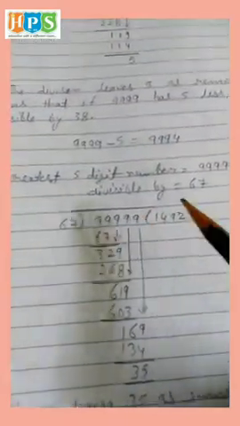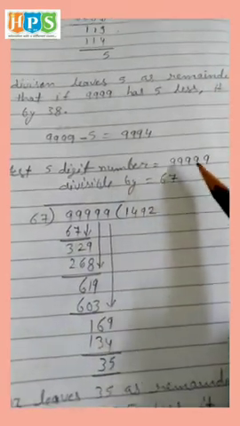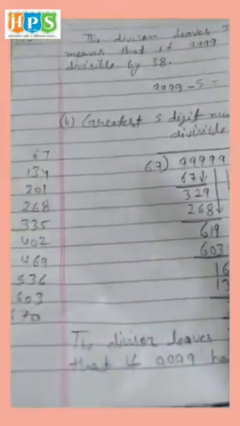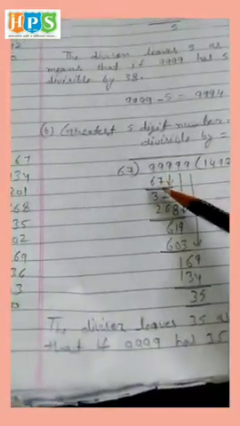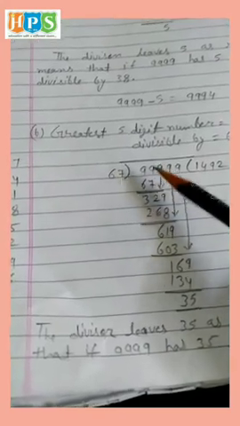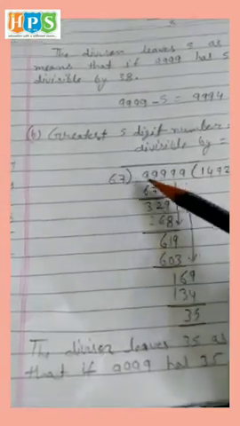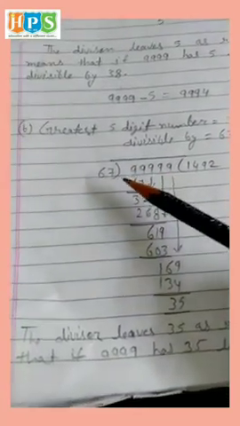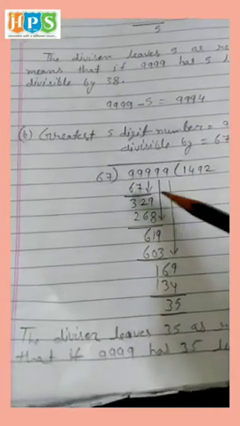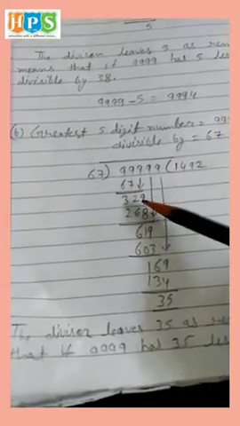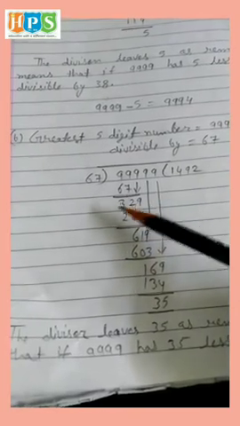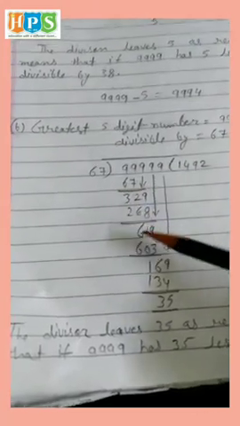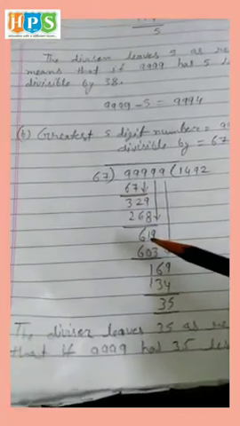Greatest 5-digit number, 99999, divisible by 67. We need the table of 67. 67 1s are 67. We can subtract 9 minus 7, 2; 9 minus 6, 3. We write the next digit to make 329. 67 4s are 268. We can subtract. We can't subtract 2 minus 6, so we borrow 1 from the hundreds to the tens to make 12. 12 minus 6, 6. We write the next digit to make 619.